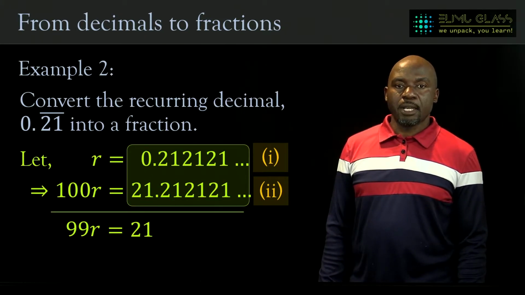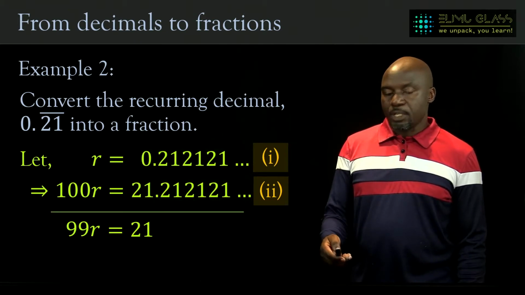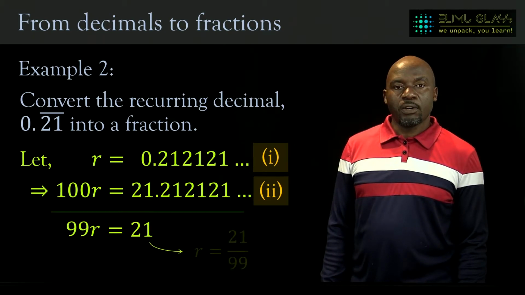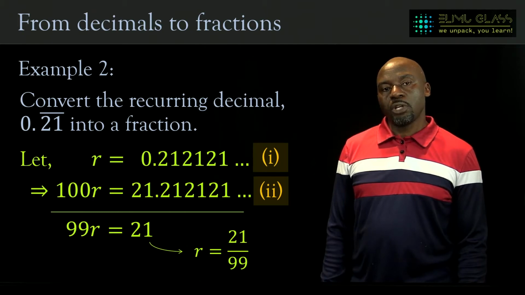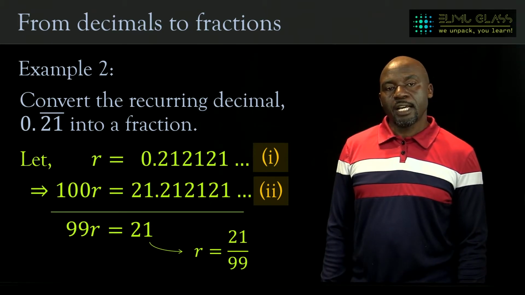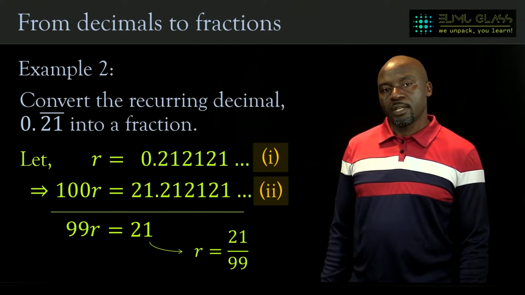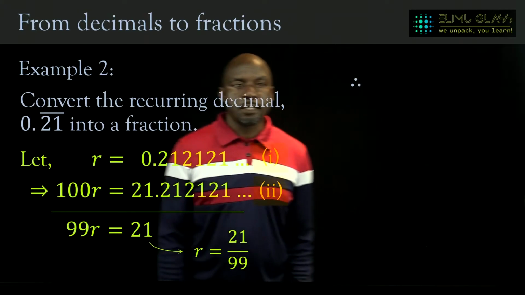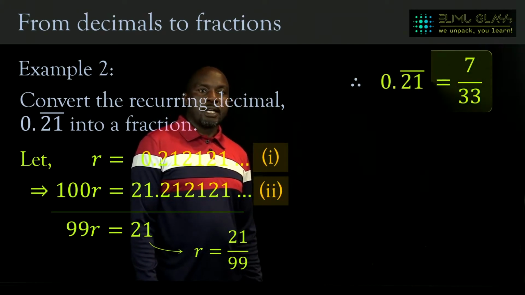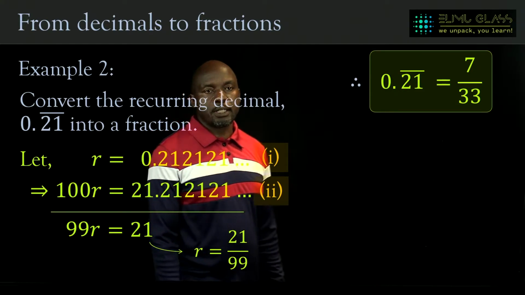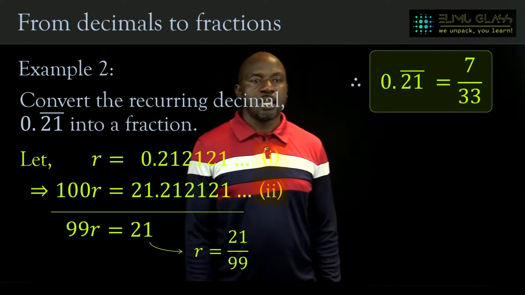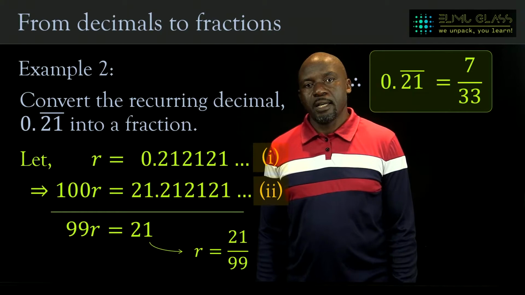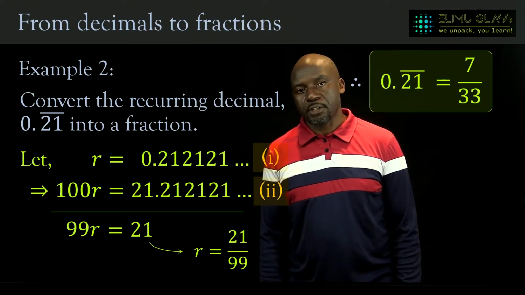Now if I make R the subject of the formula by dividing both sides by 99, I get R is 21 over 99. Which, by the way, 3 goes into 21 and into 99, so I could reduce that to the lowest equivalent form, and I think it becomes 7 over 33. So we get that our answer, yes, 0.21 recurring is 7 over 33. I'm hoping you've understood how to convert recurring decimals into fractions.